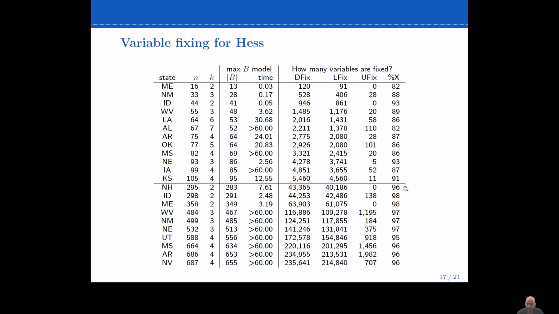In fact, these instances below this line are all tract level instances. I probably should have mentioned that. County level up here, tract level down here. For all of these tract level instances, the percentage of X variables that get fixed beforehand is 95% or more.